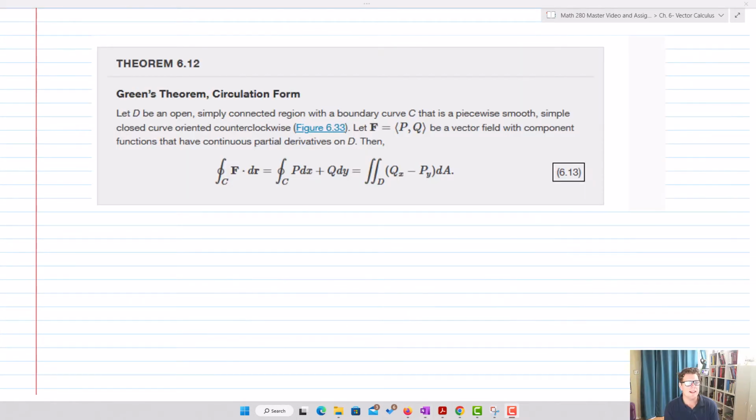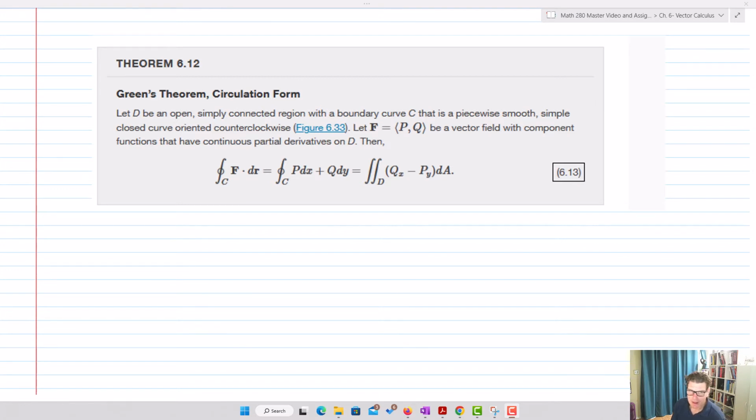So let's look at this thing called Green's theorem. This is the circulation form. We're going to let D be an open, simply connected region with a boundary curve C that is a piecewise smooth, simple, closed curve, oriented counterclockwise. Okay, so we do need that orientation to be counterclockwise. If you have a clockwise orientation, multiply by -1, make it counterclockwise. Let F equal <P, Q> be a vector field with component functions that have continuous partial derivatives on D.